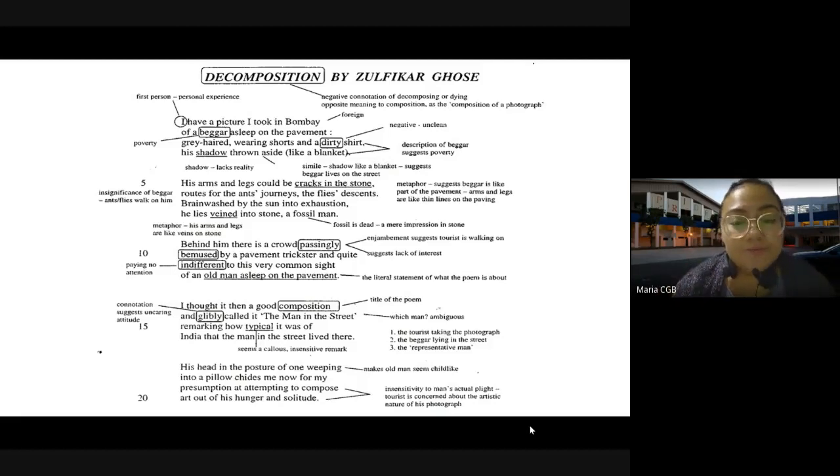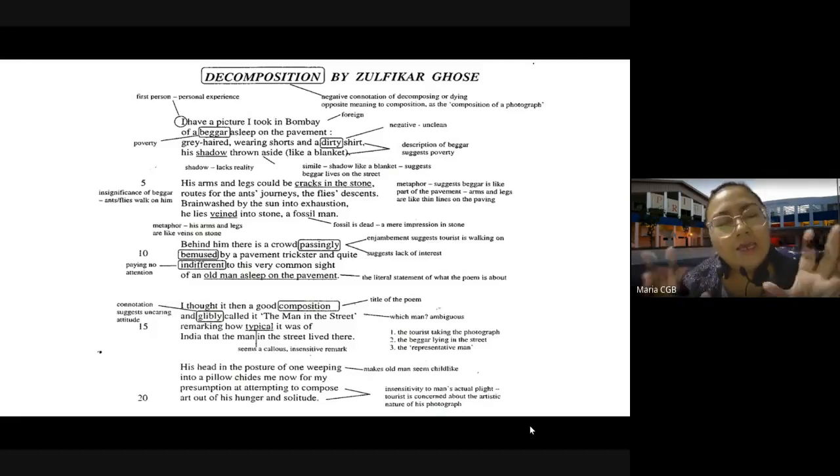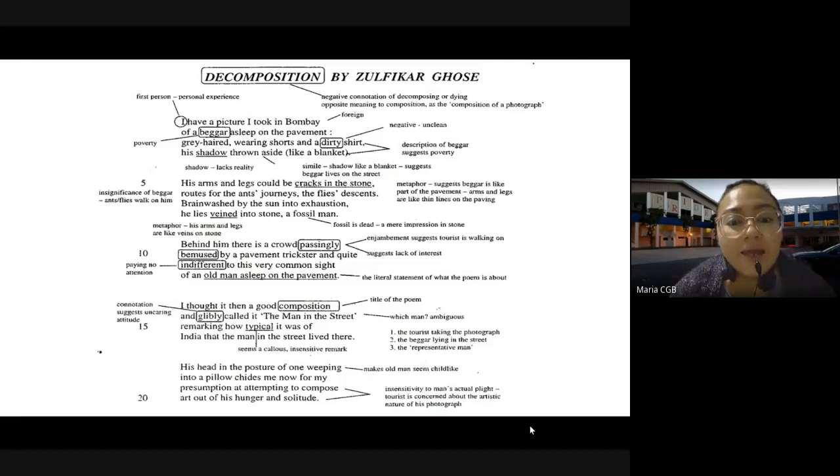Let's look at the last stanza. His head in the posture of one weeping into a pillow. Now, this image, okay, of the beggar, it makes the old man seem childlike, isn't it? Right? He is in like a fetal position. It seems that he's childlike, almost innocent. This innocent air about the beggar chides me now. Chides, the meaning of chide is scold. Chides me now for my presumption at attempting to compose art out of his hunger and solitude.